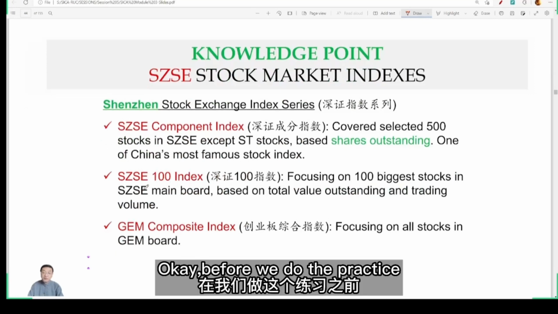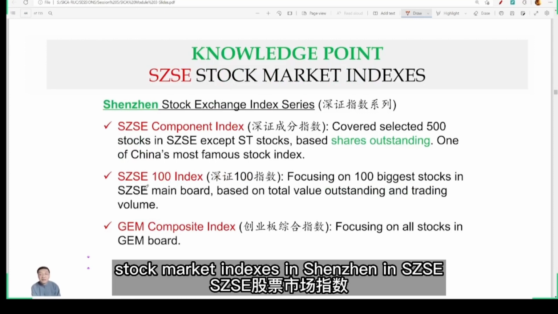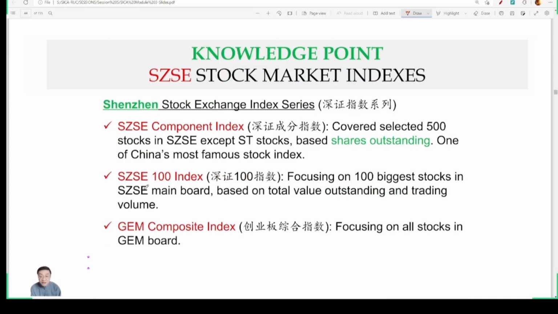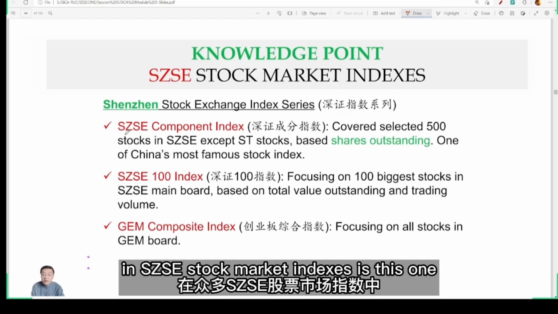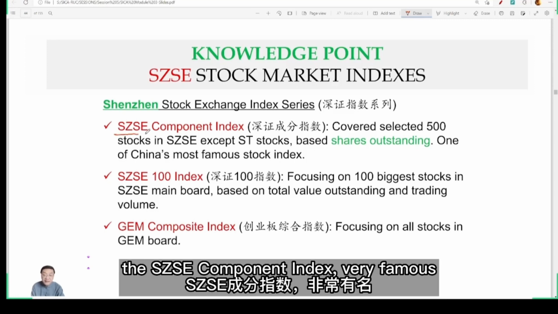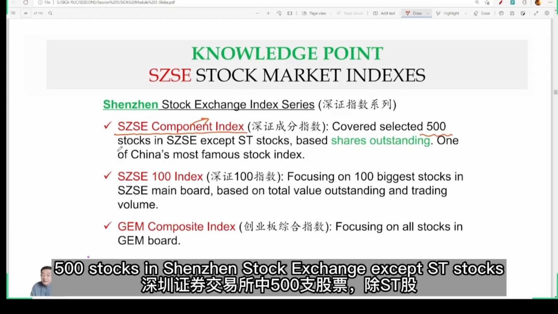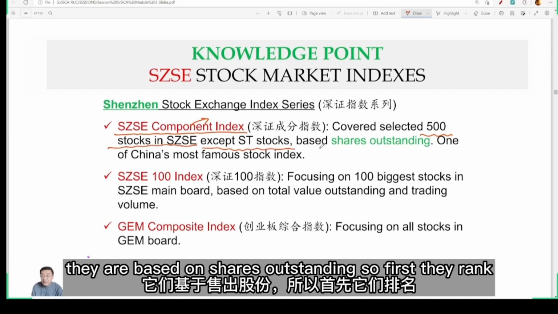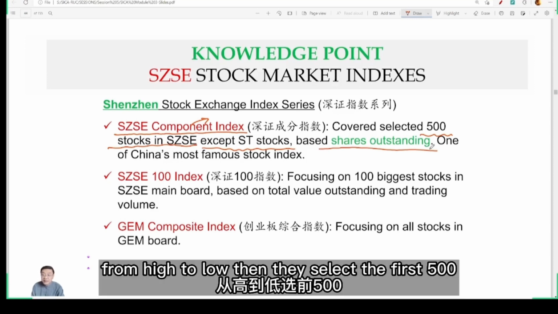Okay, before we do the practice, let's have a quick introduction about the stock market indexes in Shenzhen Stock Exchange. The most famous one is the SZSE Component Index. It covers 500 stocks in Shenzhen Stock Exchange, except ST stocks, and they are based on shares outstanding. First they rank the shares outstanding from high to low, then they select the first 500.